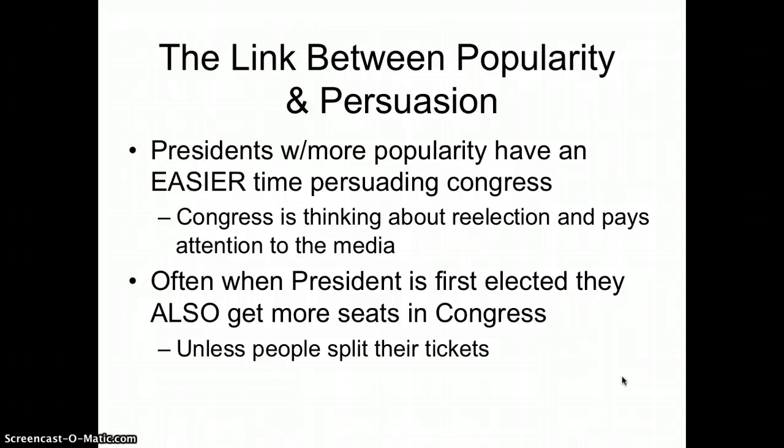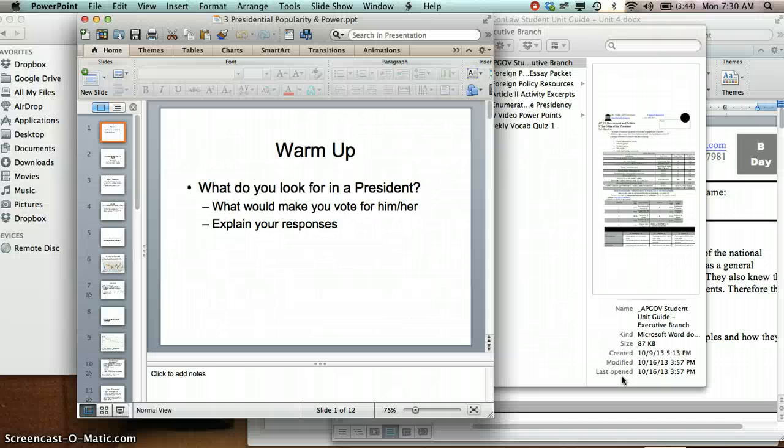Of course, this doesn't always happen. As we know, people can do what's known as splitting their ticket, which means they'll vote for the president as a Democrat, but then they'll vote for the Republican senator and the Republican congressman. So it really depends on the people voting, and people don't always vote all for the same party anymore.